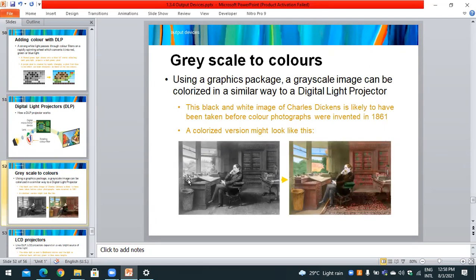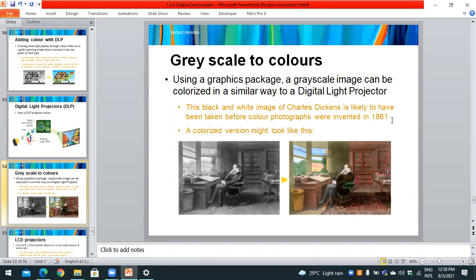Now you can see this is a very old image, and what they have done is colored it, because in the old days images were black and white, but they made shades of gray, and into those shades of gray we filled colors and started creating this colored image. So using a graphic package, a grayscale image can be colored in a similar way to the digital projector.